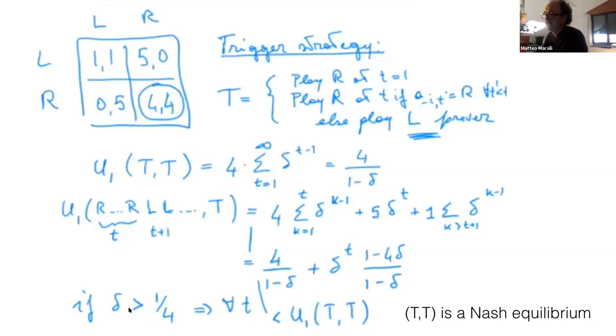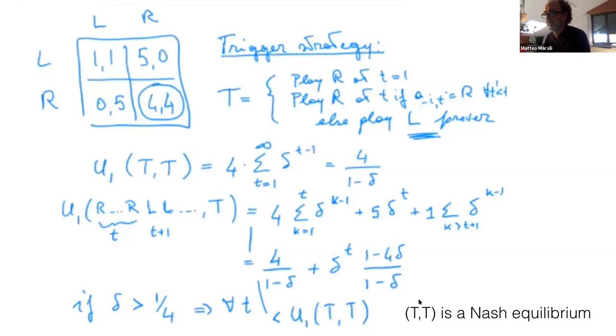So this means that if delta is larger than 1/4, then deviating from a trigger strategy at any time is going to give you a payoff which is smaller than the one of the trigger strategy. So essentially, playing a trigger strategy against a trigger strategy is a Nash equilibrium, or a trigger strategy is the best response to a trigger strategy. Okay, so you see that.